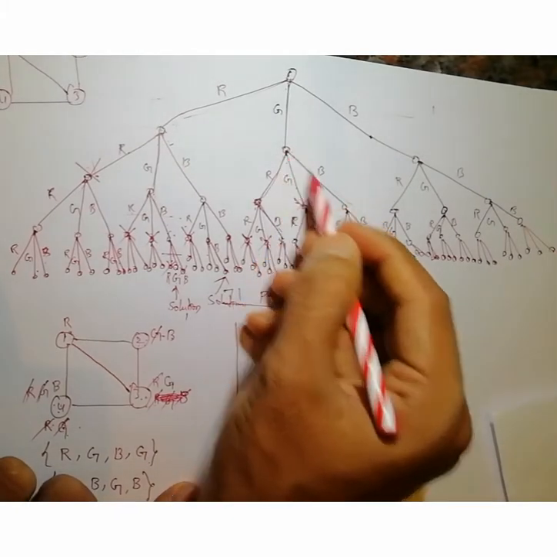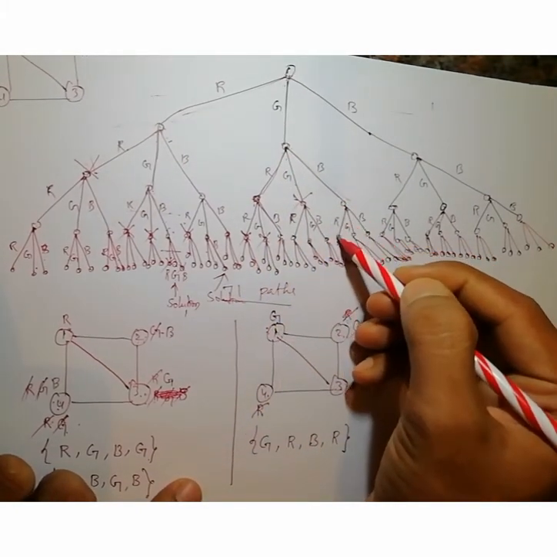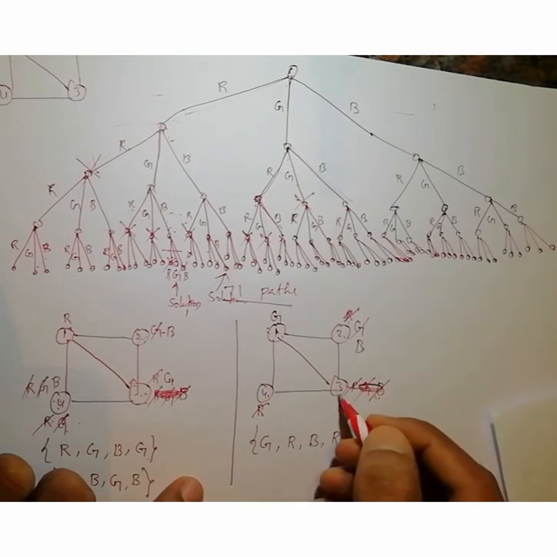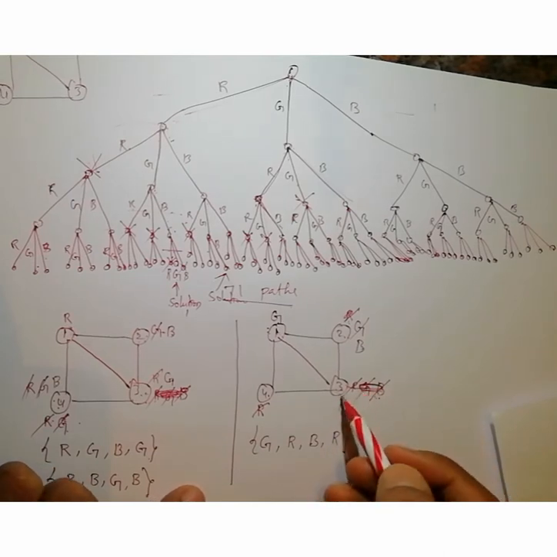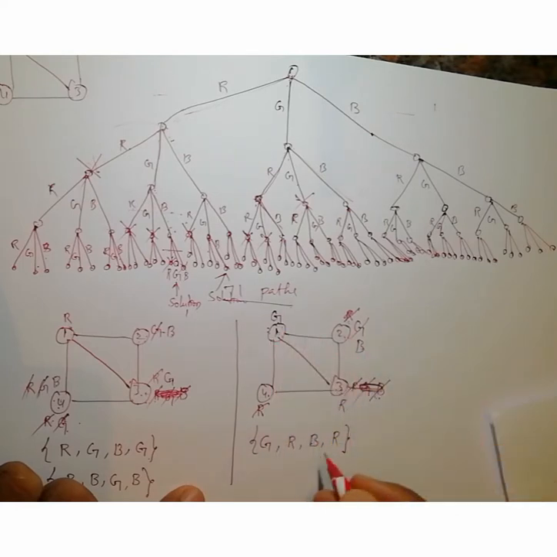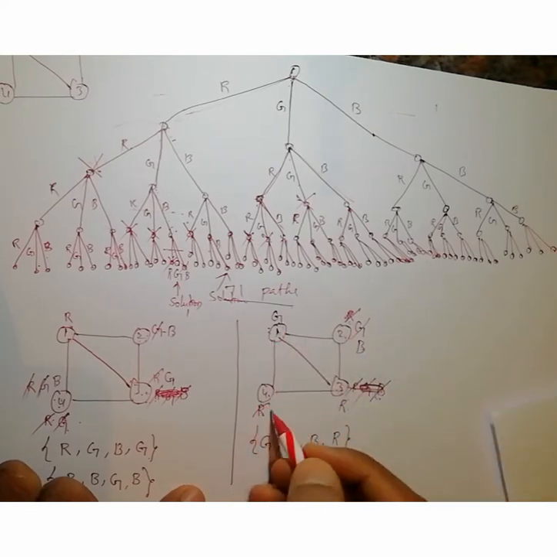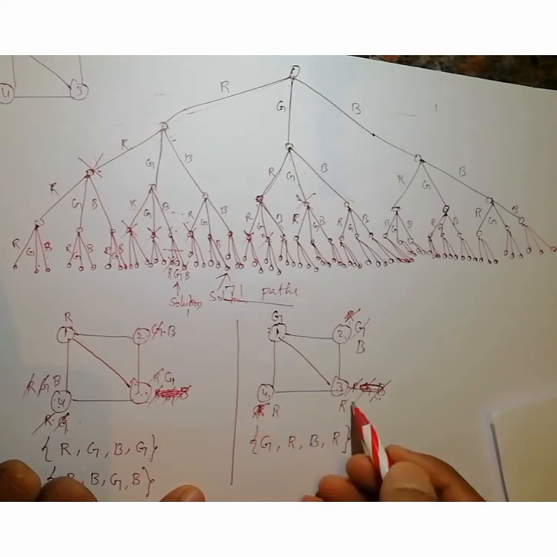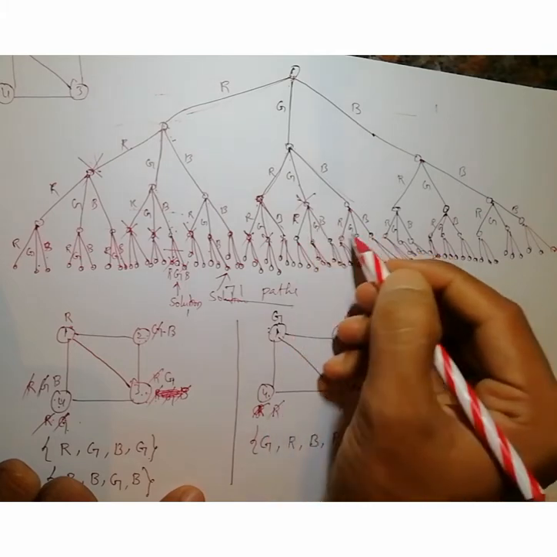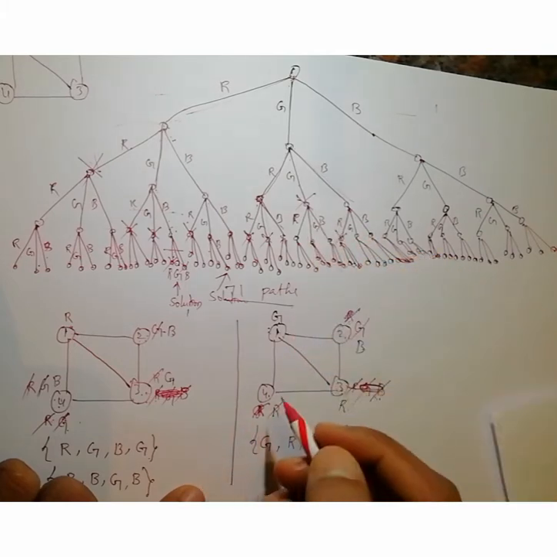Next, if I give blue color, can I give red color for vertex 3? Yes, I can give, because the third vertex's adjacent vertices 2 and 1 have different colors, so I can give red color. Again for the fourth vertex, can I give red color? No, I can't, because red color is already present for 3, so I can't give red color again for 4. So you can kill that node, kill that path.